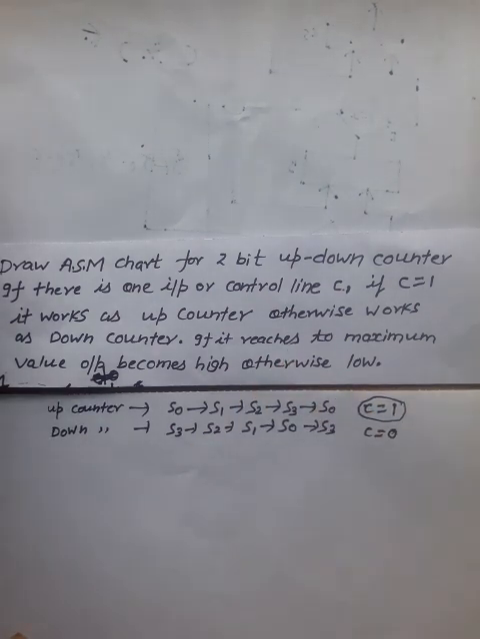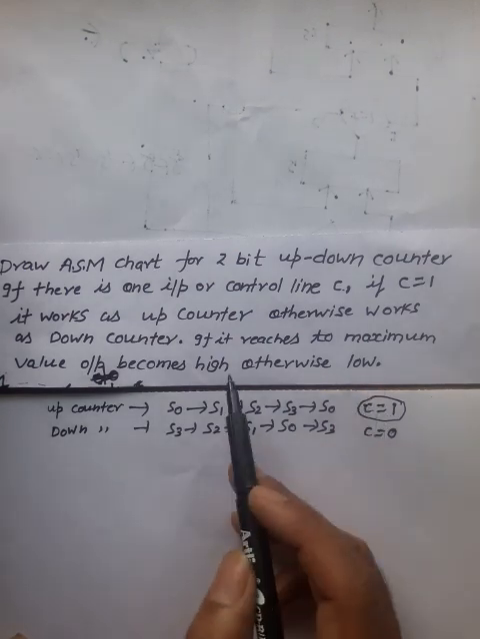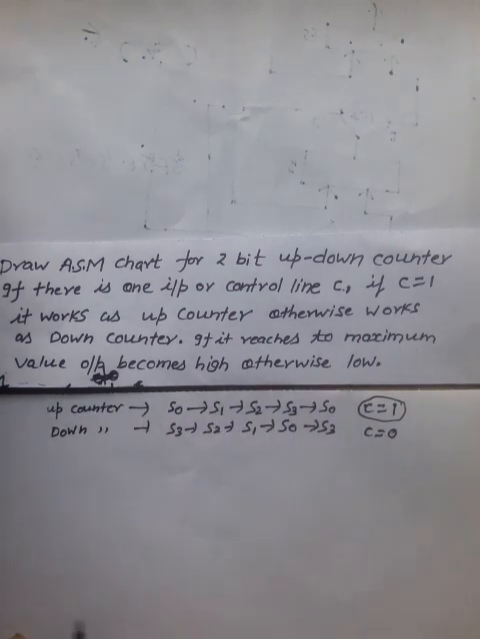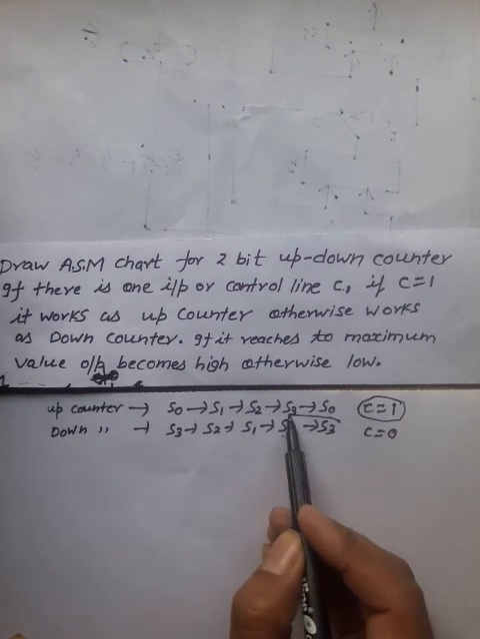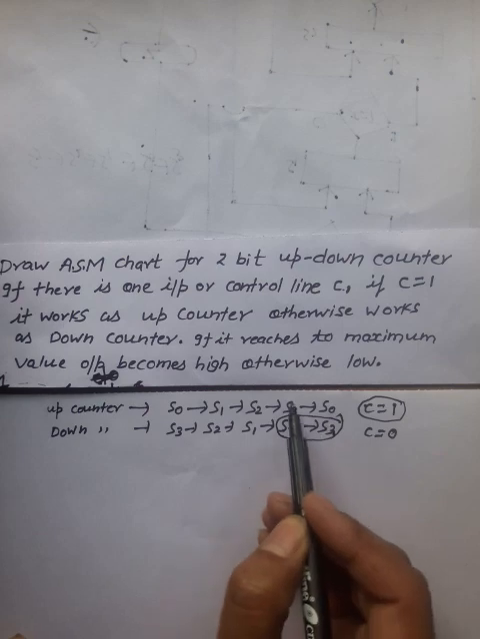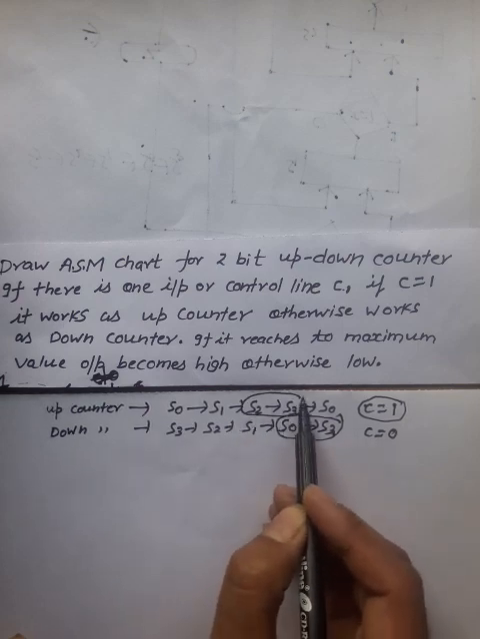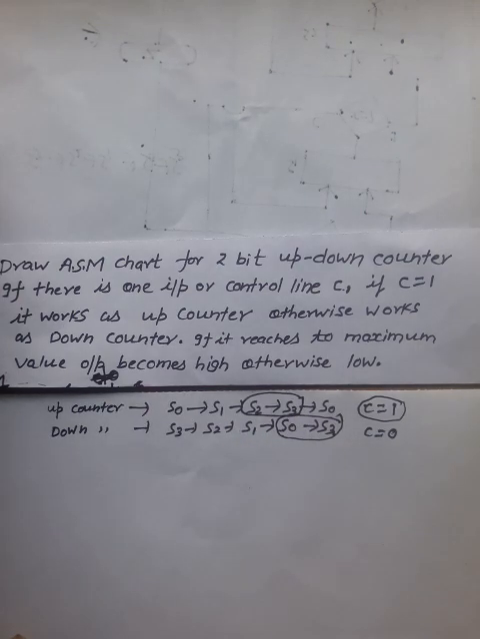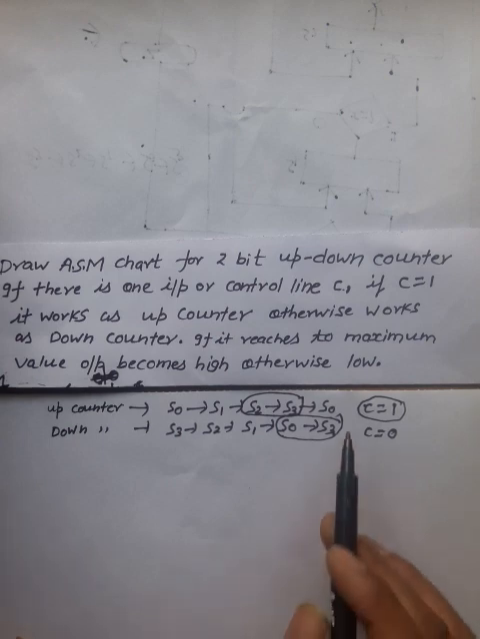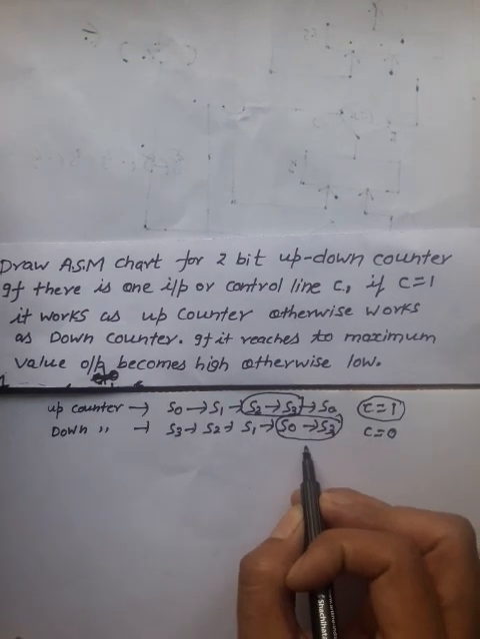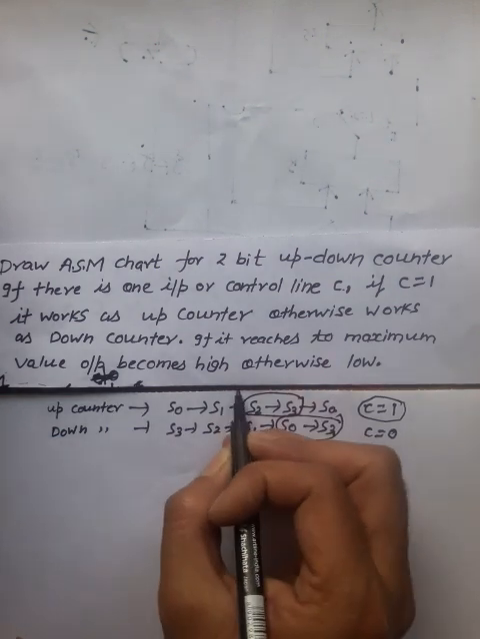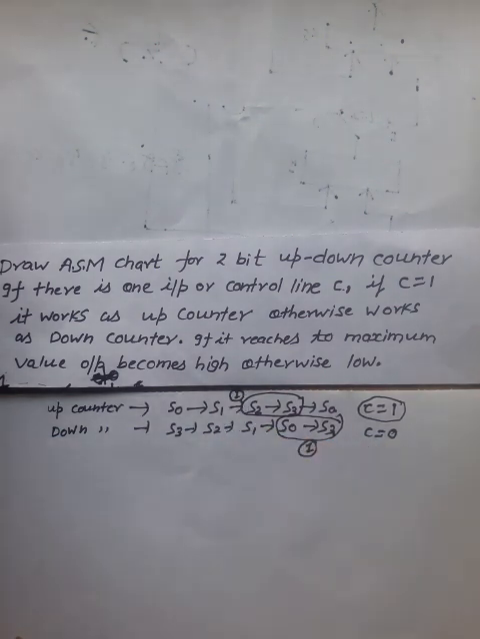The last one: if it reaches the maximum value, output becomes high. It reaches the maximum value in only 2 cases, S0 to S3 and S2 to S3. In this case maximum value is S3 and minimum value is S0 according to the question. So in these 2 cases output will be 1, otherwise it will become low.